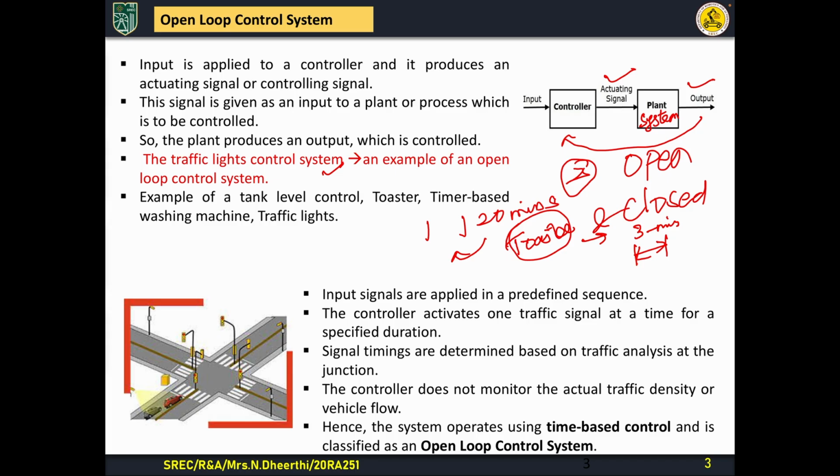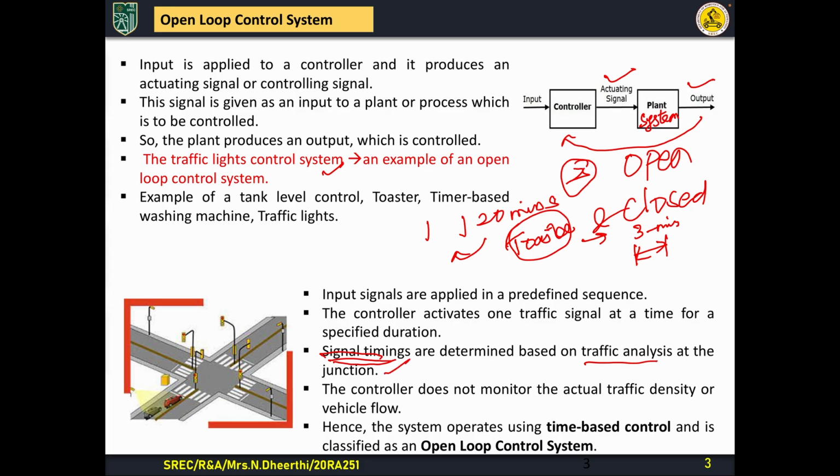One more simple example of an open loop control system is a traffic light signal. Here the input is applied in a predefined sequence. The control activity of the traffic light signal is that for some specified duration of time, one of the lights will be on. The signal timing is determined based on a traffic analysis at the junction. The timings are identified by a predefined study on traffic analysis at that junction.